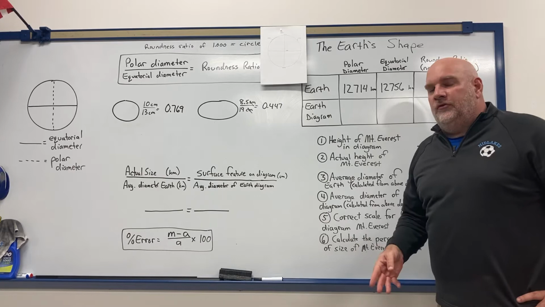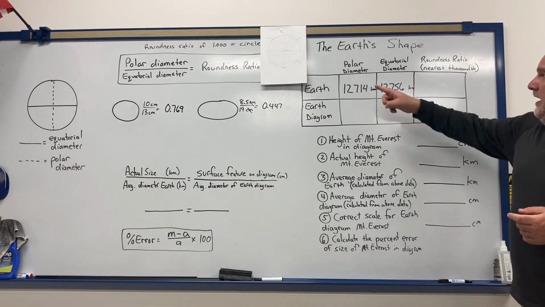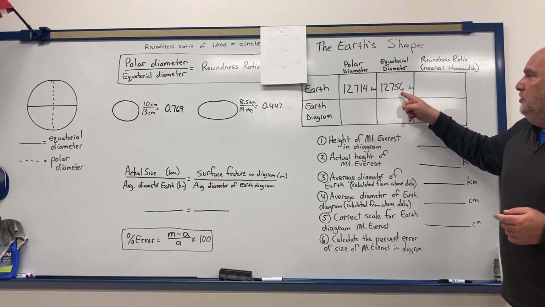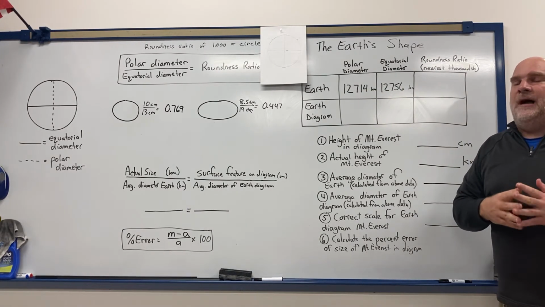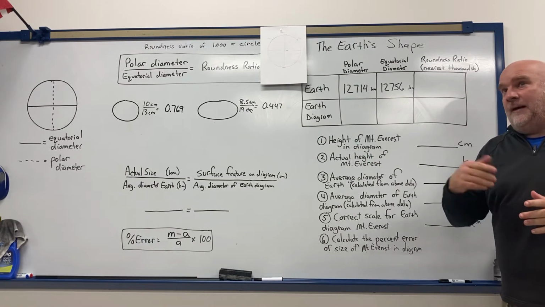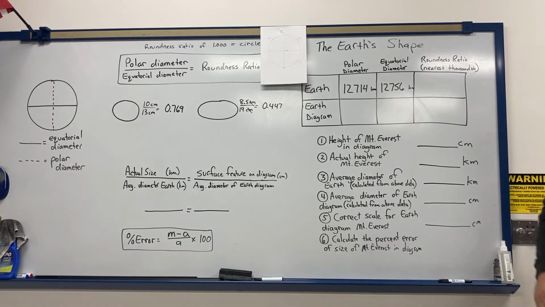So the moral of the story is that, again, the Earth's an oblate spheroid. It's shorter at the poles and bulging at the equator, but it's only a tiny amount. It's not an amount that you can see with your naked eye. It's an amount that can be measured, but you don't notice it with your naked eye. All right, so that's the first part of the lab.